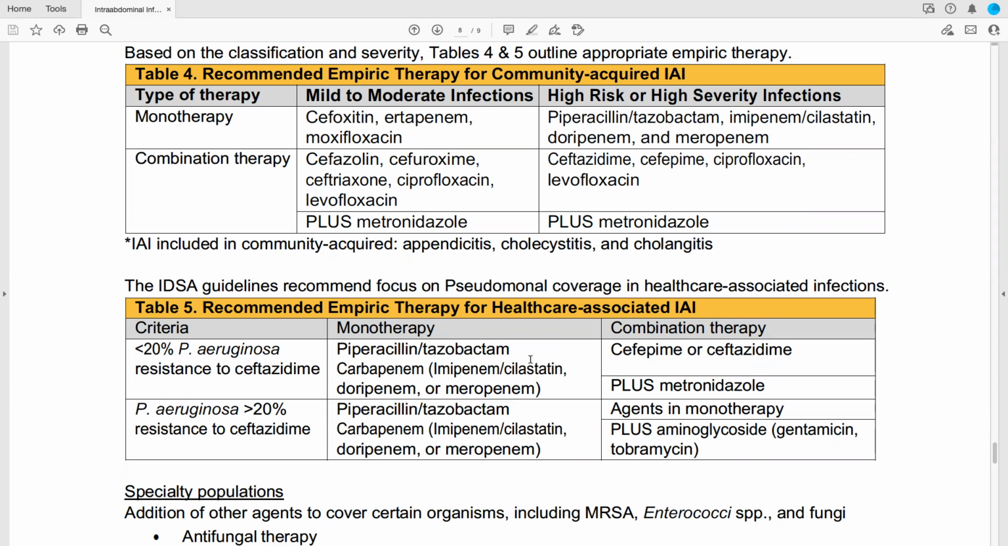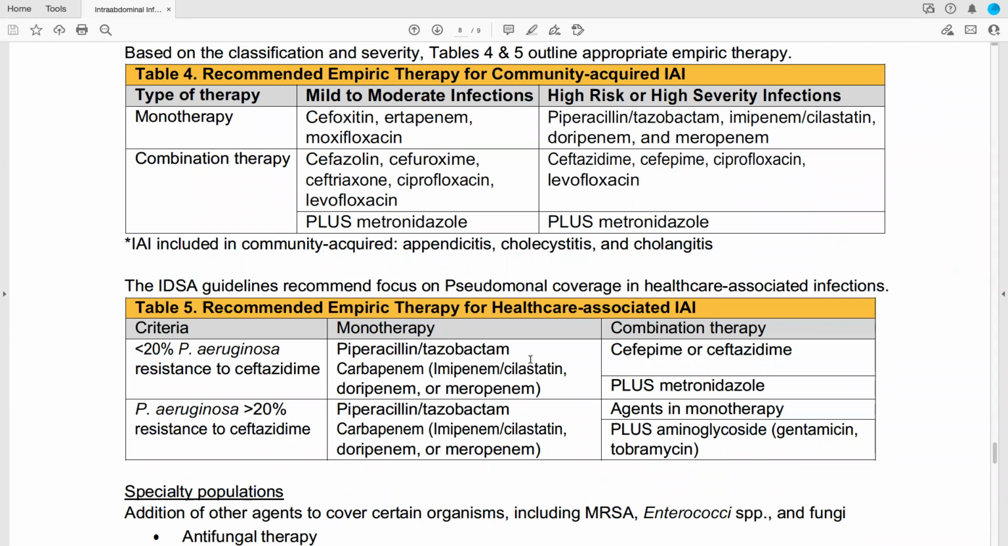And then for our combination therapy, if it's greater than 20% resistance to ceftazidime, then you want to go ahead and use cefepime or ceftazidime, and then you can tack on an aminoglycoside plus the metronidazole. Or I have also seen that we will use these monotherapy options that you see listed in the greater than 20% resistance to ceftazidime for Pseudomonas. You can use the piptazo, and then you can tack on an aminoglycoside. You can use the carbapenem, tack on an aminoglycoside.